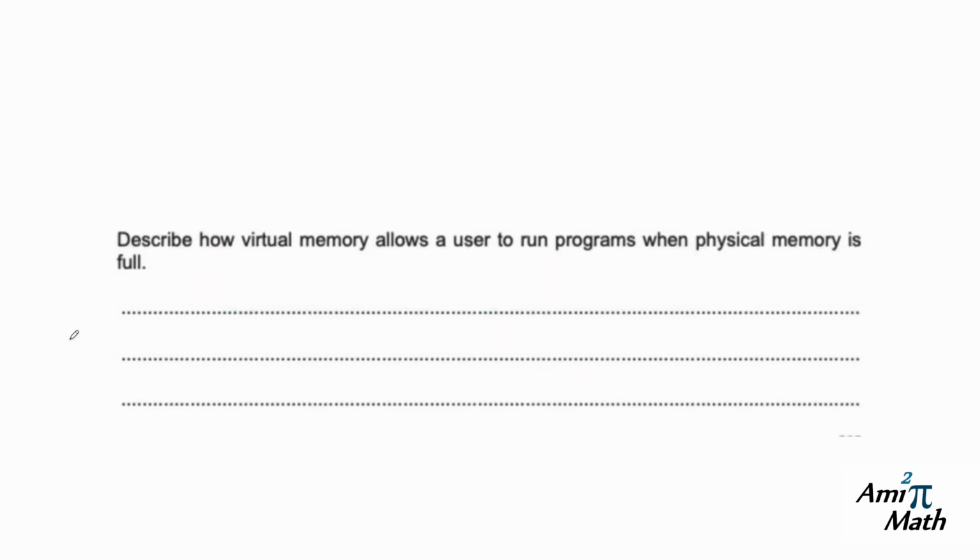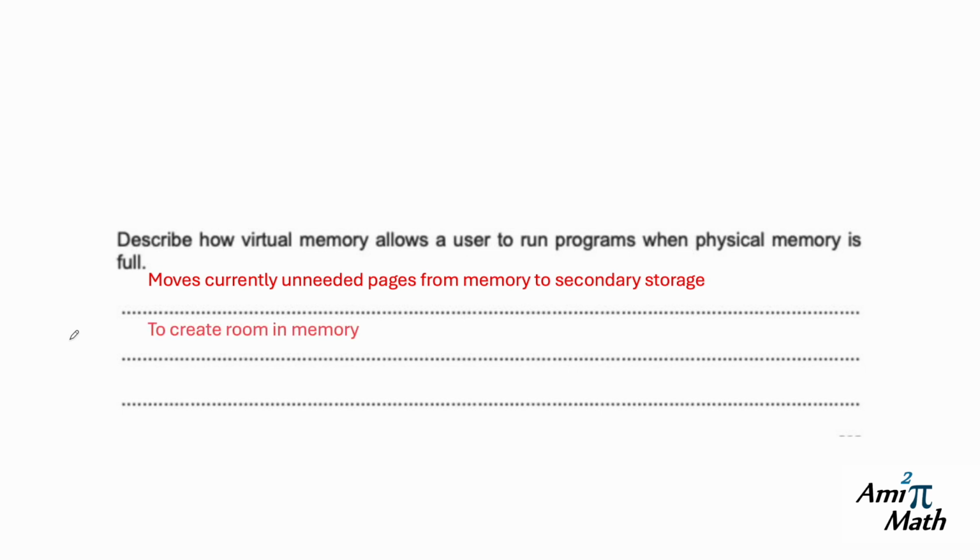Describe how virtual memory allows a user to run programs when physical memory is full. So this moves currently unneeded pages from memory to secondary storage, and this creates more room in the memory, and then these pages can be moved back to memory when they are needed.